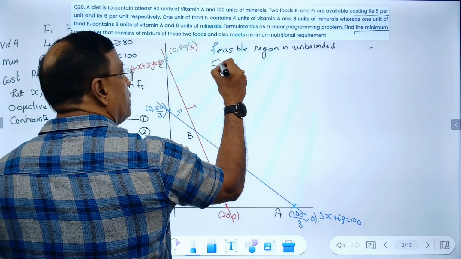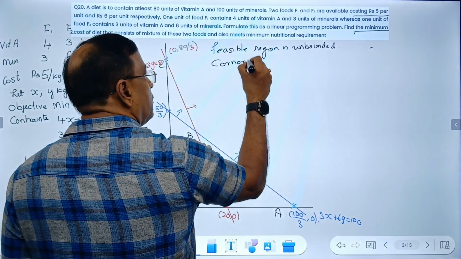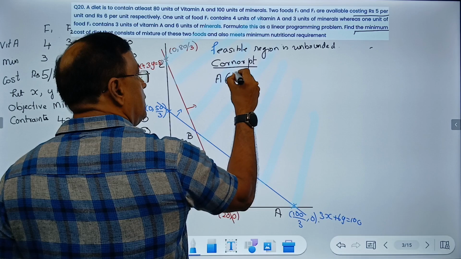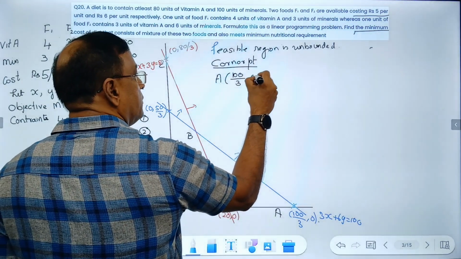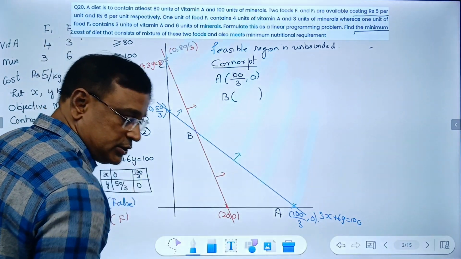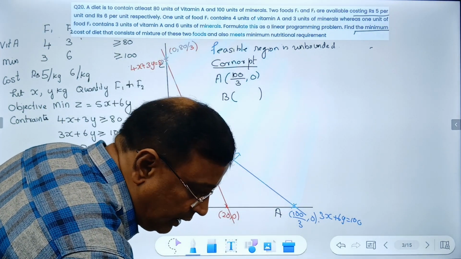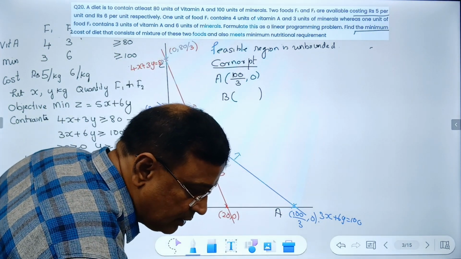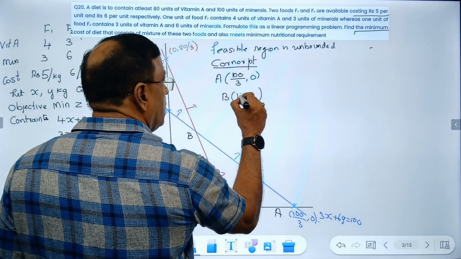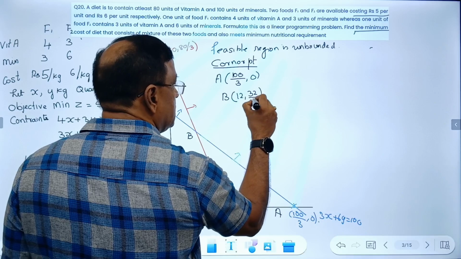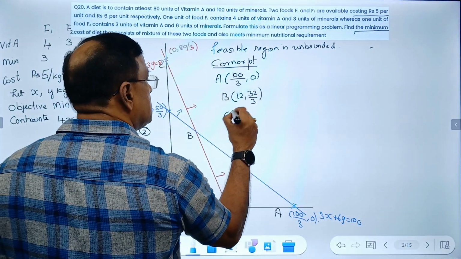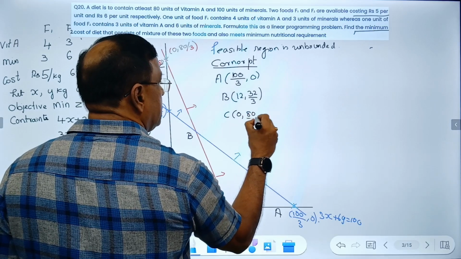So, what are the corner points? Corner points are A (100/3, 0). B, I need to find it. You can solve these two equations and get, I think I am getting it as (12, 32/3). You can just check (12, 32/3). And obviously my C is (0, 80/3).